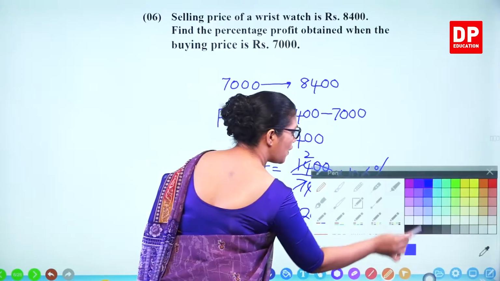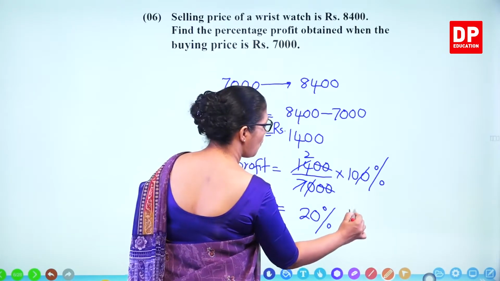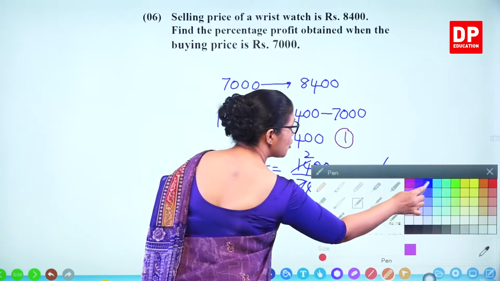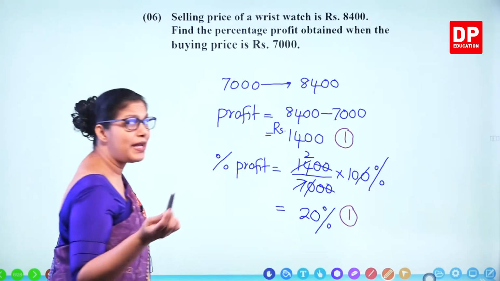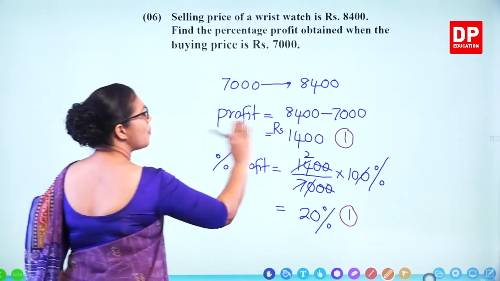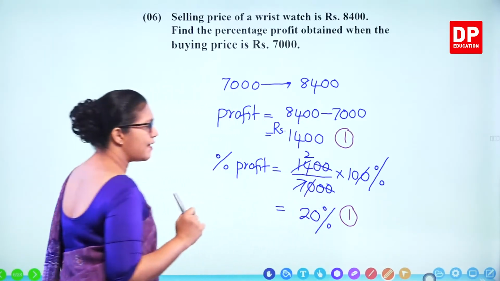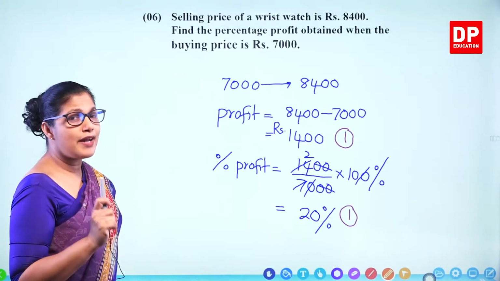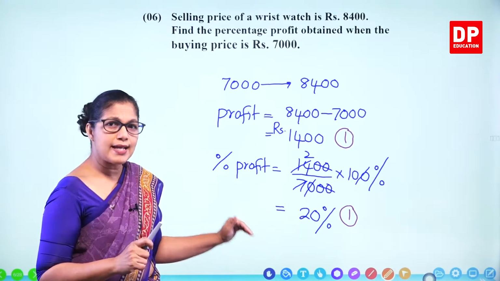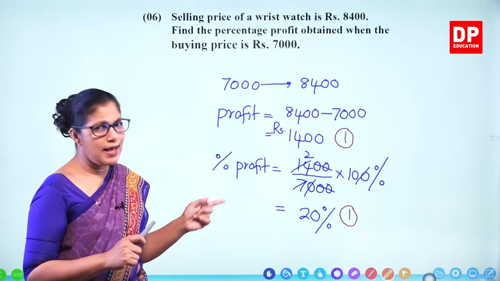So 2 marks for this question. 1 mark here and 1 mark there. So these are all short questions. You can spend 2 minutes. You don't have to write everything. Just write quick steps and get the answer. Make sure that you write down the method, because if your answer is wrong, at least you are getting 1 mark for the method.